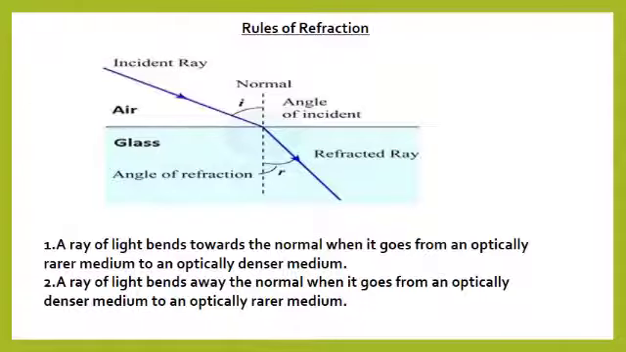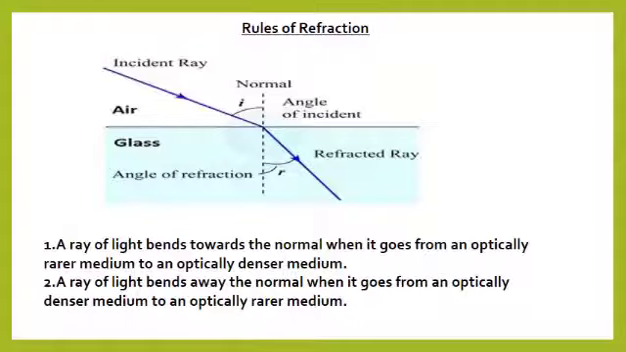Now you know that when we compare air and water, air is the rarer medium, whereas water is the denser medium. Why is air the rarer medium? Because the speed of light in air is more than the speed of light in water. So when a ray of light falls on a surface, that is, when it passes from rarer medium to denser medium, then it bends towards the normal. It means the angle of incidence is more than the angle of refraction in that case.